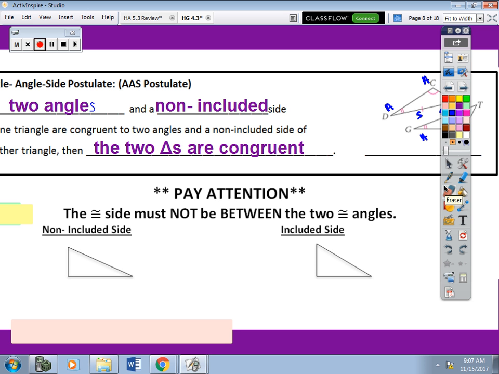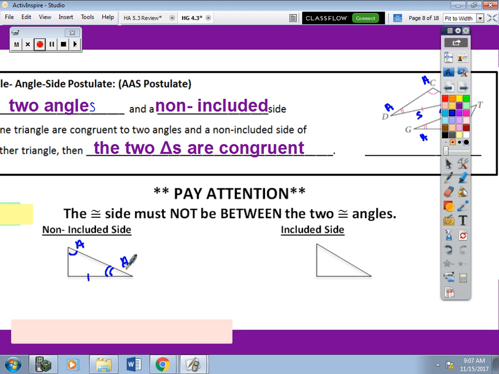So for AAS, we want a non-included side. So this would be like angle, side. Angle, skip over the side, angle, then a side.